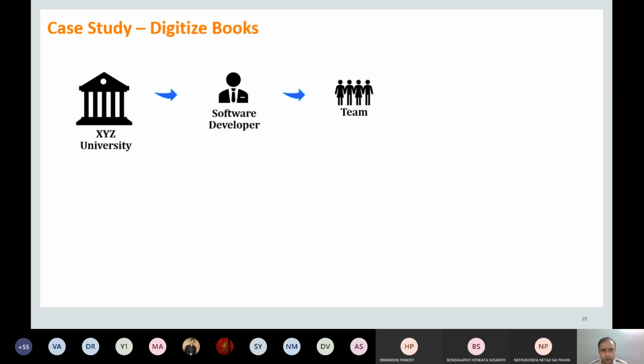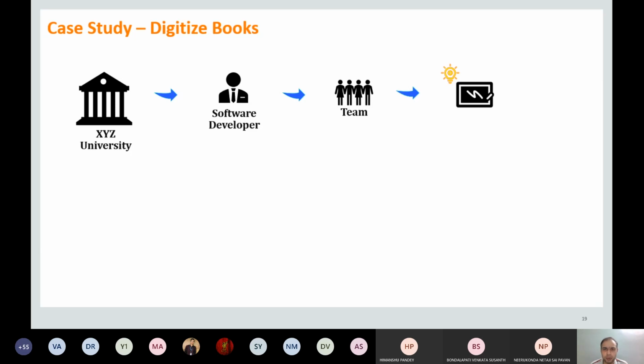So what the software developer is doing is telling the team, see, this XYZ university has contacted me and they wanted to improve their image. So propose some solutions. What this team is doing is coming out with an innovative solution. They come out with the idea: let's digitize all the books. Then students have no need to carry books to the school or the college or the university. They can just bring their tablet or iPad, so that learning will be easy and more comfortable for the student.